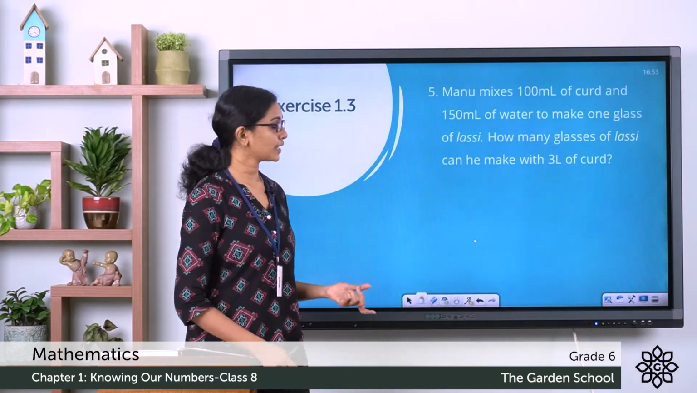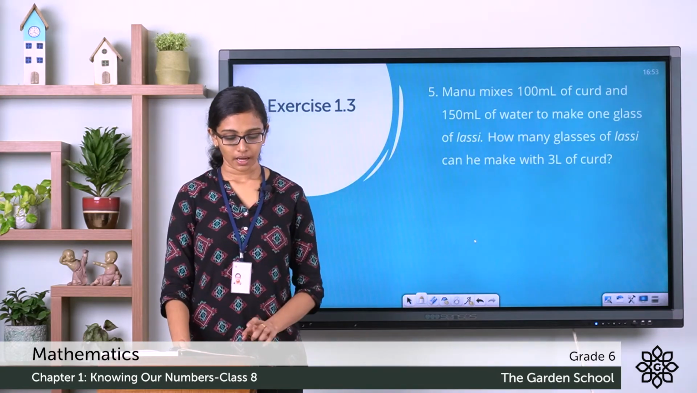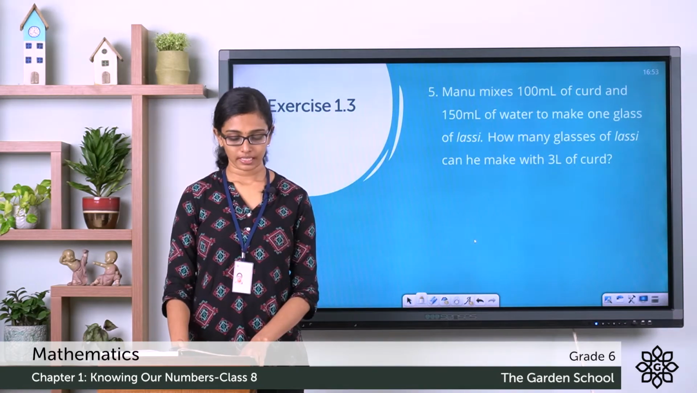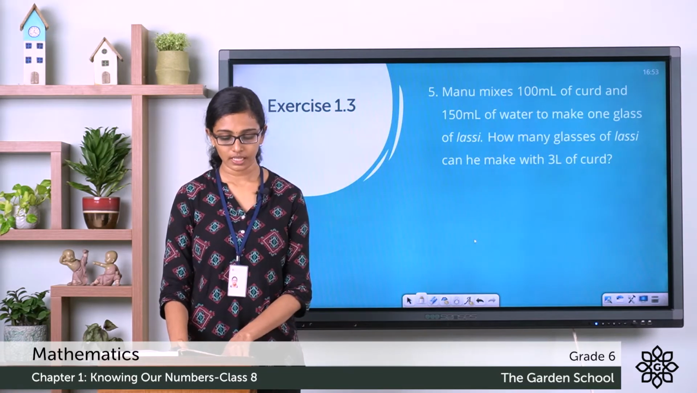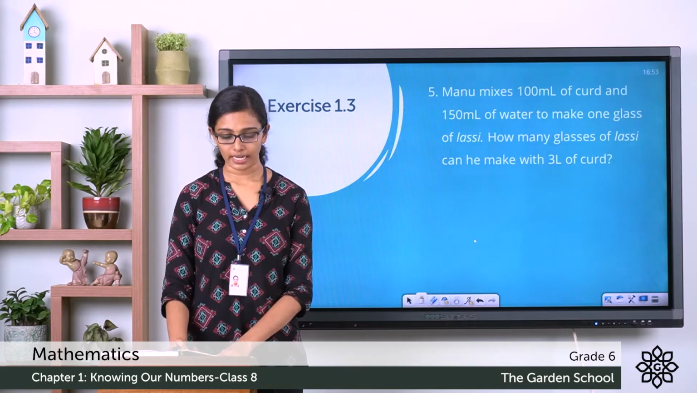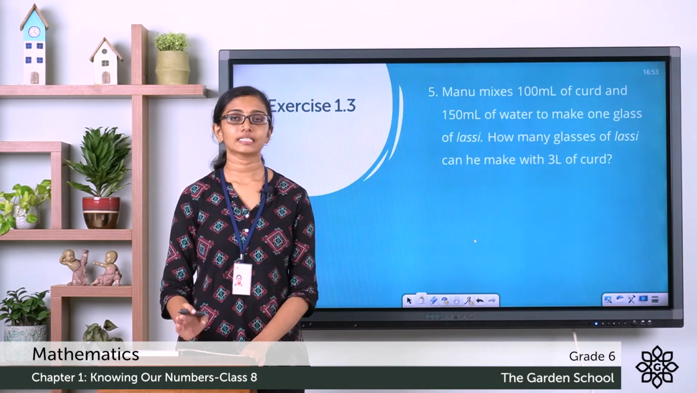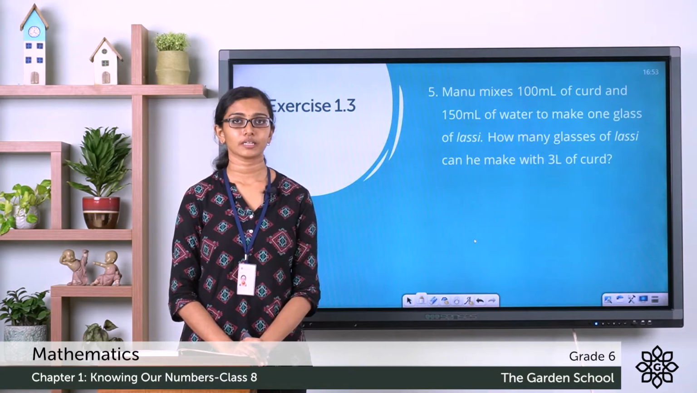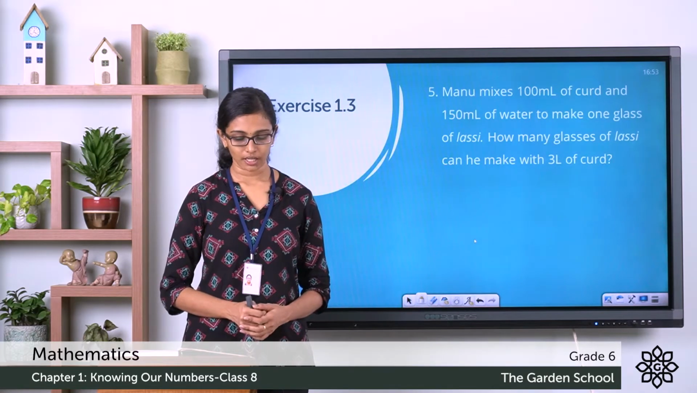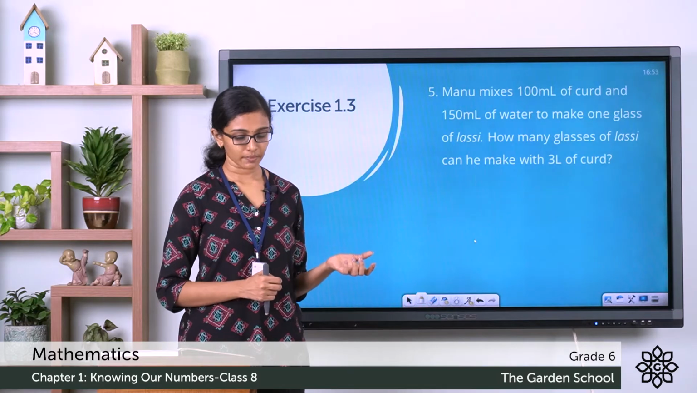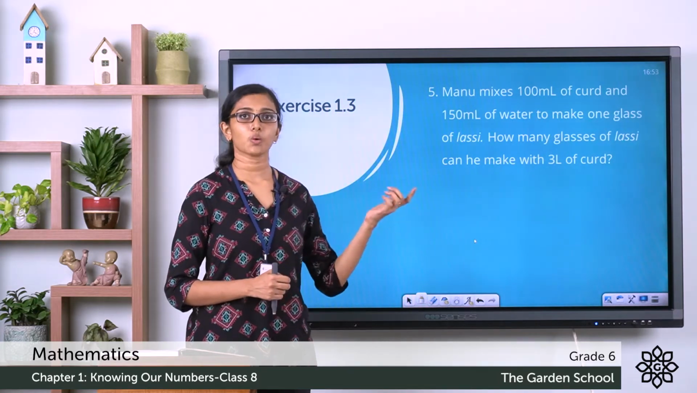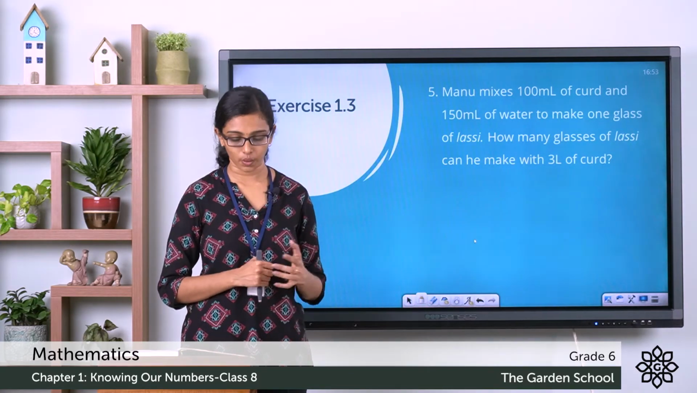The question number 5, let me read the question. Manu mixes 100 milliliter of curd and 100 milliliter of water to make 1 glass of lassi. How many glasses of lassi can he make with 3 liters of curd? So what is given in the question? To make 1 glass of lassi, Manu needs 100 milliliter of curd plus 150 milliliter of water.